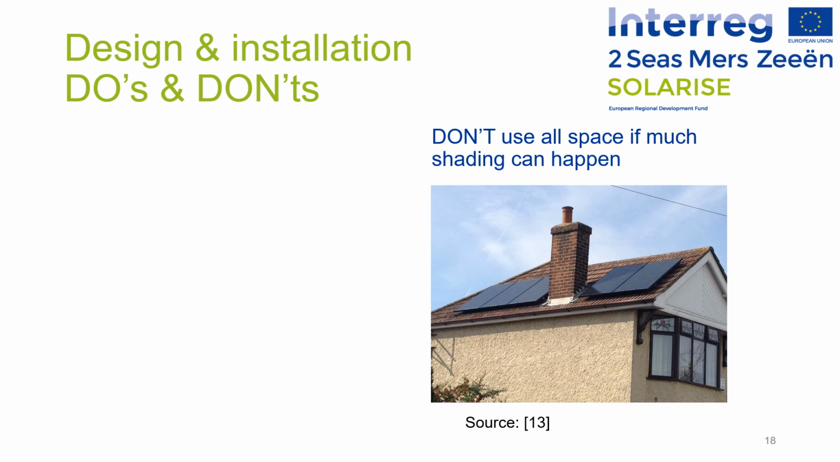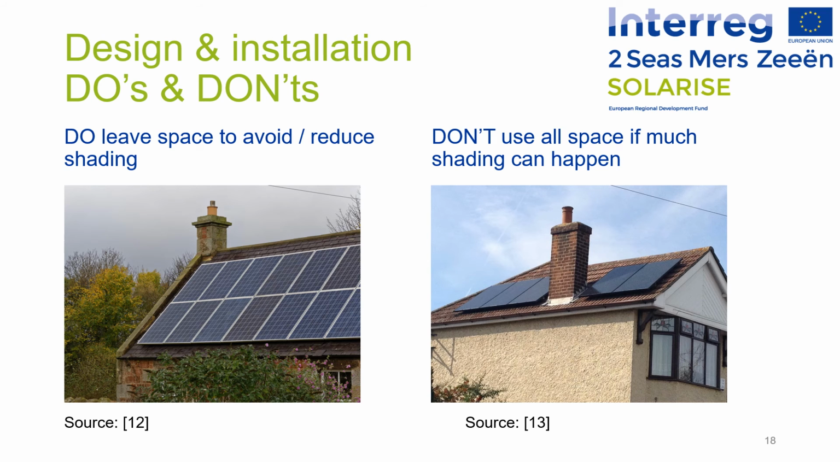Moreover, don't use all of the space, as much shading can happen. For example, in this case, these PV modules are very close to that chimney, so the likelihood of shading happening both in the morning and the evening on the array is very high. So make sure to leave enough space or avoid or reduce shading on modules.